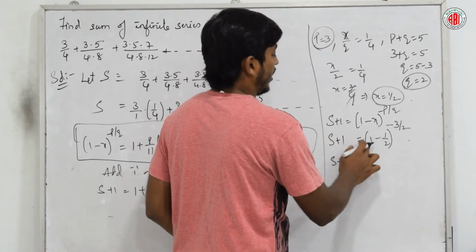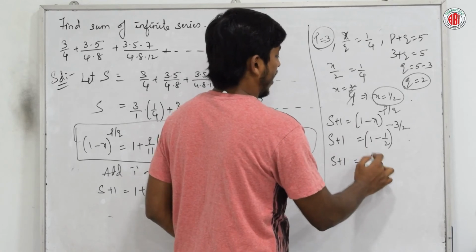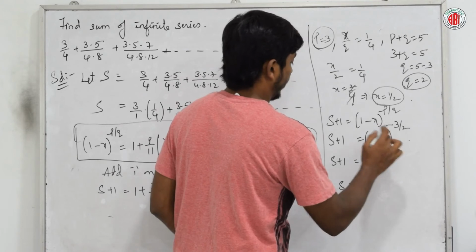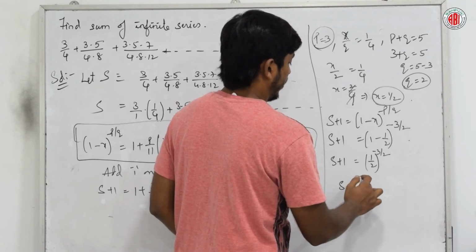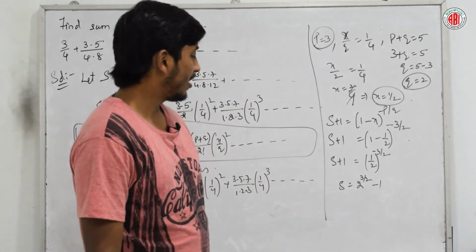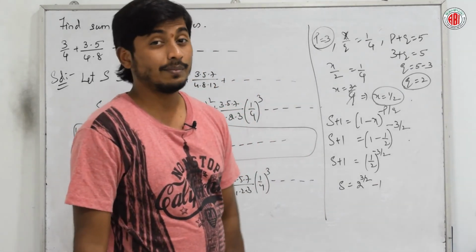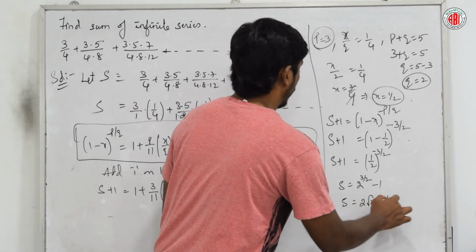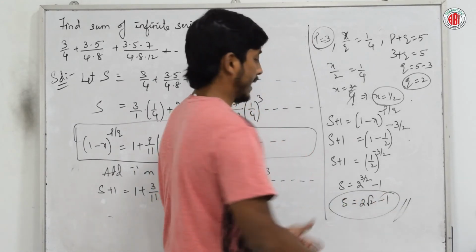So just tell me, 1 minus half is half, whole power 3 by 2. S is equal to 2 power 3 by 2 minus 1. Right? What is 2 power 3 by 2? Simply 2 root 2, right? So the value of S is 2 root 2 minus 1. This is my answer.